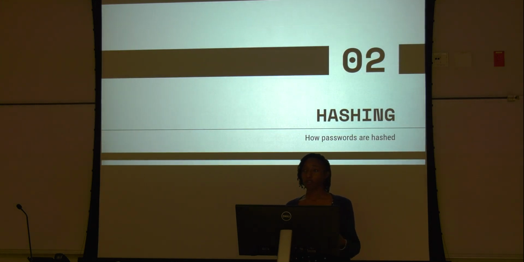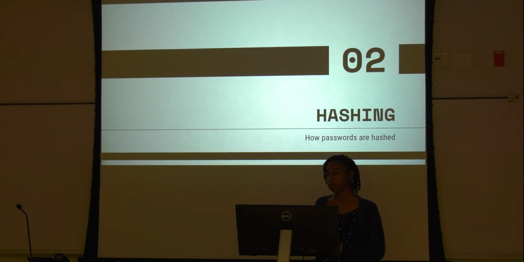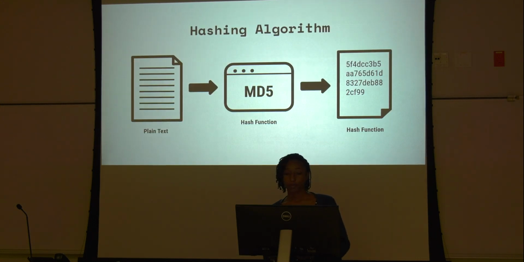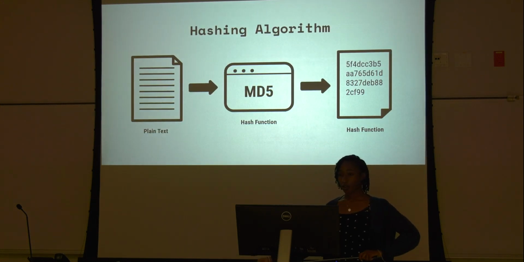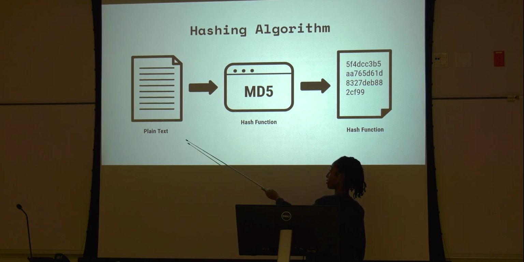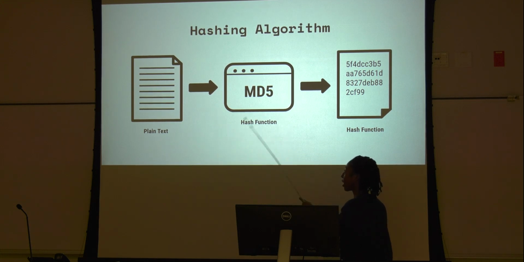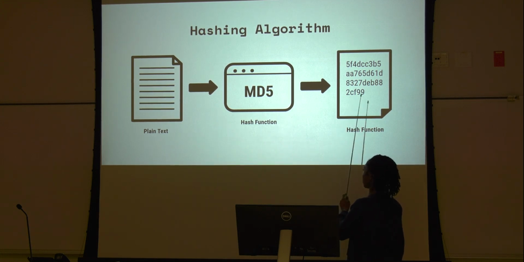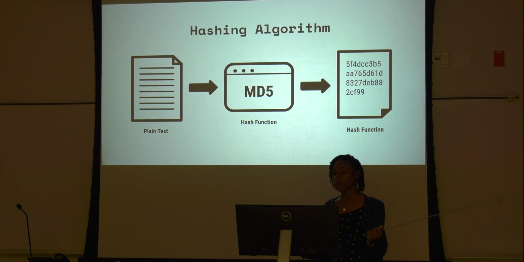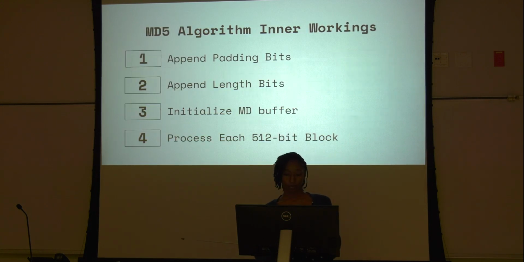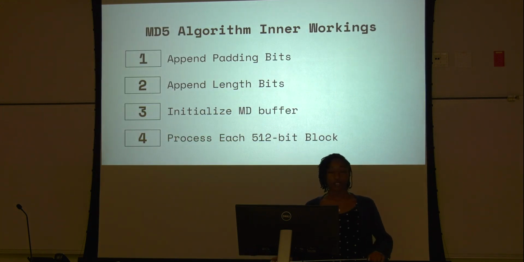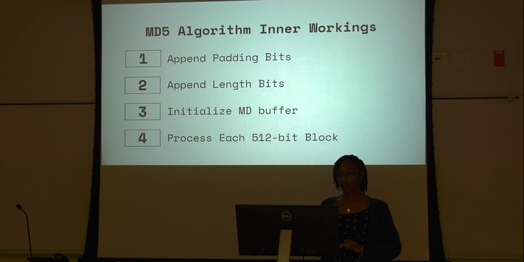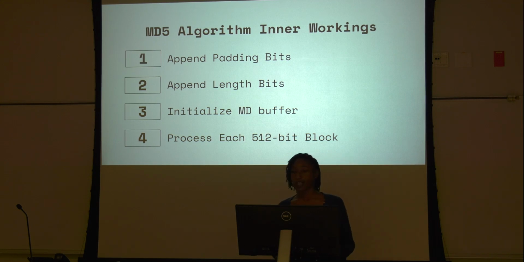So what is hashing? What do passwords have to do with hashing? Hashing is basically an algorithm that takes a plain text and puts it through a hash function and then creates an output. So this is the output of the word password using an MD5 function, and there are several different types of hashes. So how does the MD5 function work? It's pretty complex, but I'm going to give you guys the bulk of it.